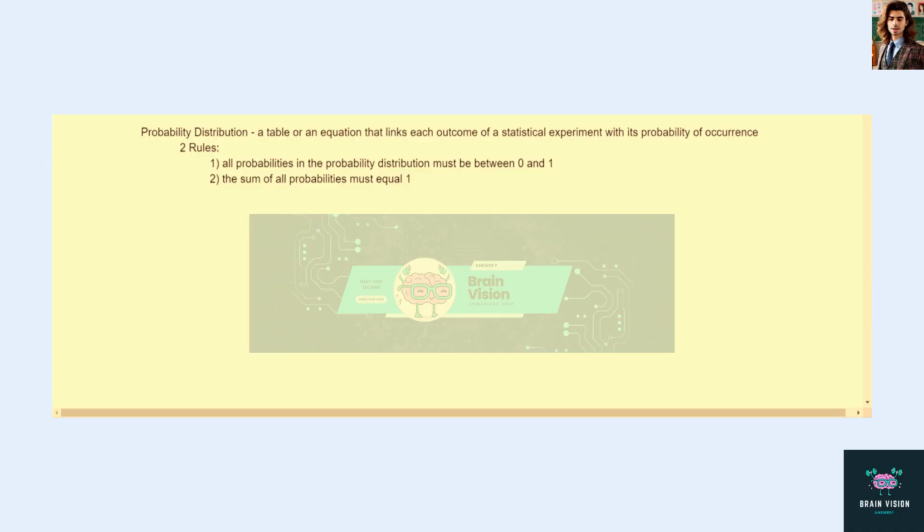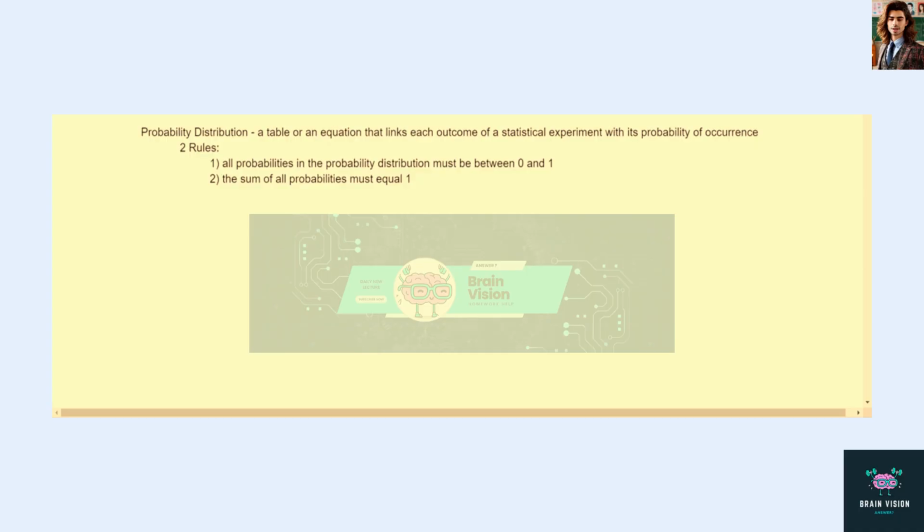All right, today we'll be continuing our discussion of probability distributions. Before we look at our example, I just want to remind us of the definition of probability distribution, which is a table or an equation that links each outcome of a statistical experiment with its probability of occurrence. And we have to remember our two rules for probability distribution.